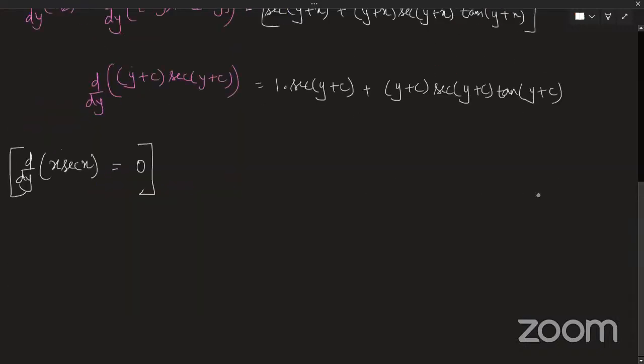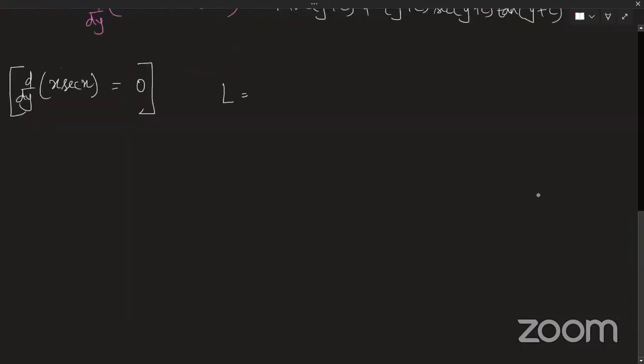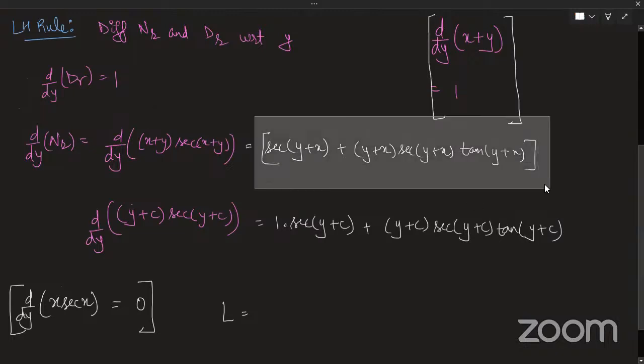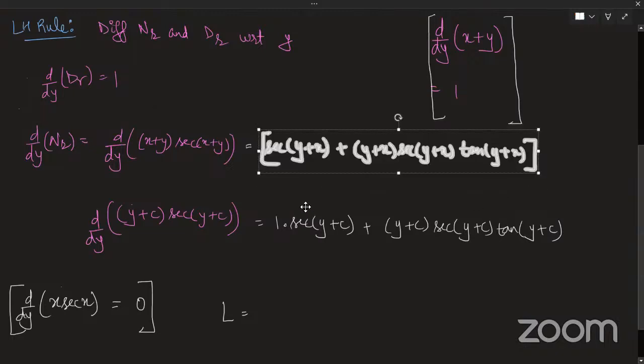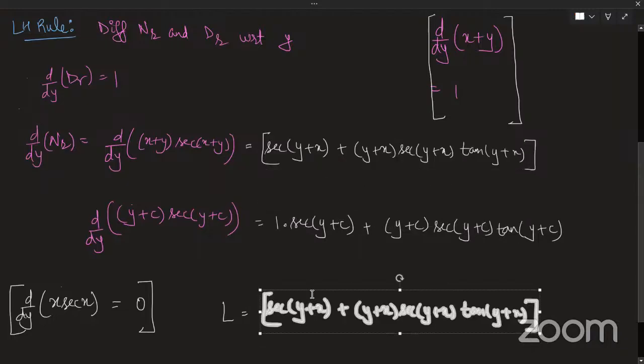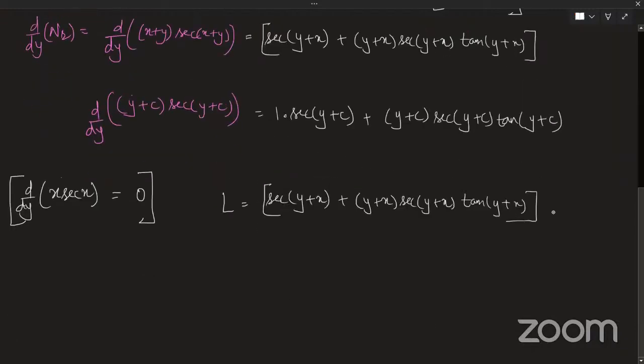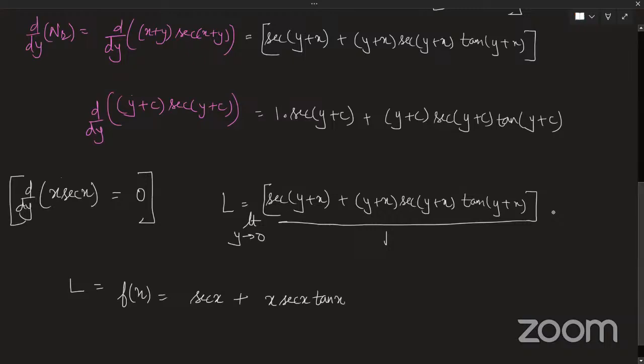So overall, the value of the limit I will be getting is just this thing divided by 1. Is this an indeterminate form of limit? No. So I can just directly calculate its value. So I'll just substitute y as 0. So it will be secant x plus x secant x into tan x. This is my final answer.